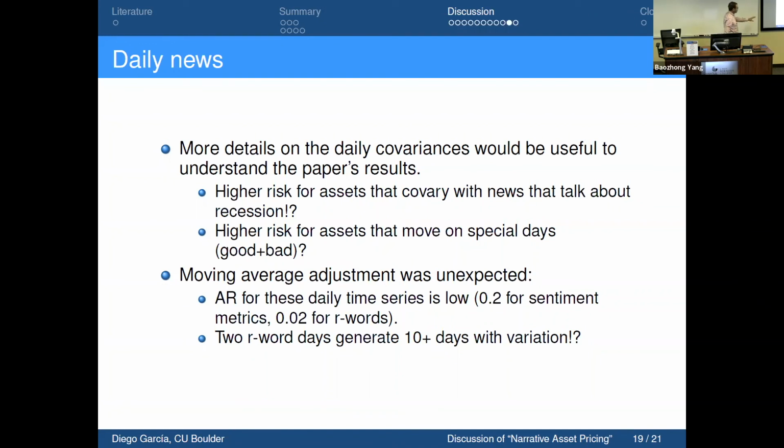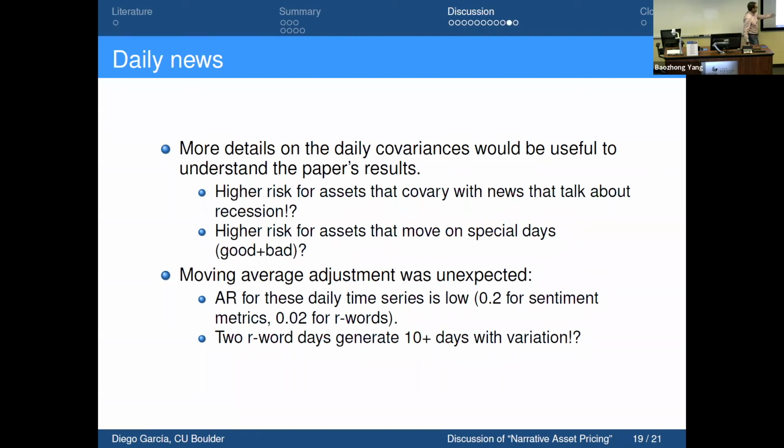I'm going to make a small technical point here, which matters. This moving average adjustment was unexpected. If you look at the autocorrelation between most of these media measures at the daily level, it's virtually zero. It's not quite a stock return zero, but very close. For the recession variable that I mentioned a second ago, it is 0.02 autocorrelation. For sentiment variables, 0.2. It's a little more persistent than returns, but not much. So you really don't need to do this moving average.